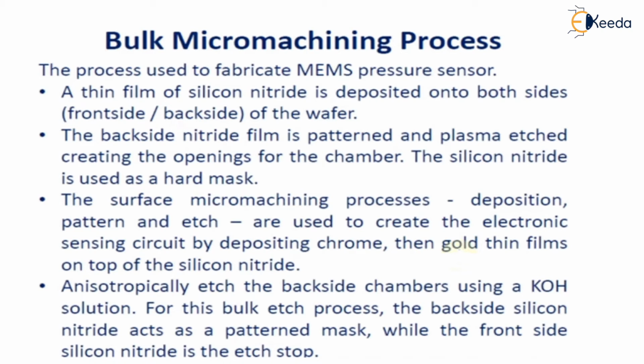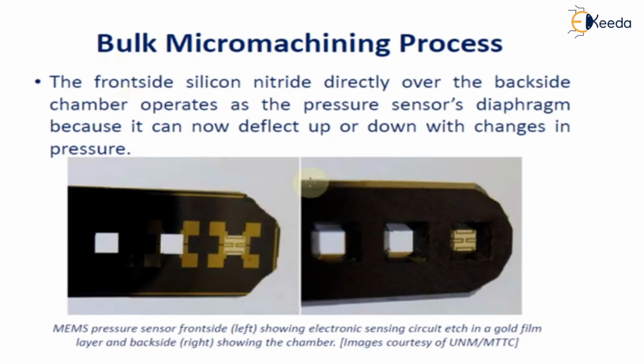The backside silicon nitride acts as a pattern mask while the front side silicon nitride is the etch stop. The front side silicon nitride directly over the backside chamber operates as the pressure sensor diaphragm because it can now deflect up or down with changes in the pressure, that is shown in this figure.